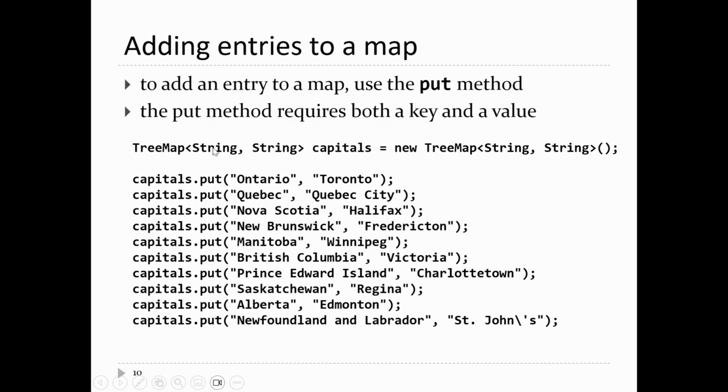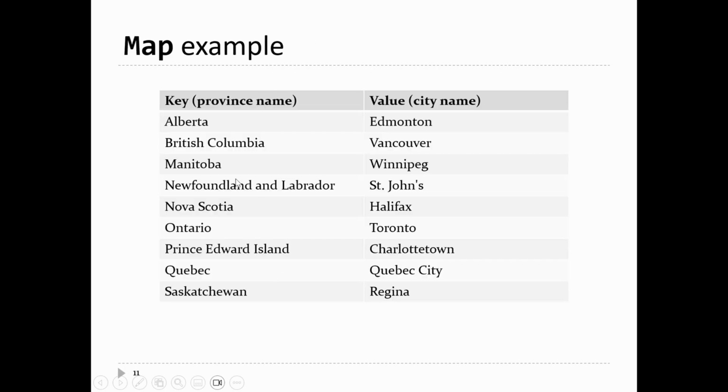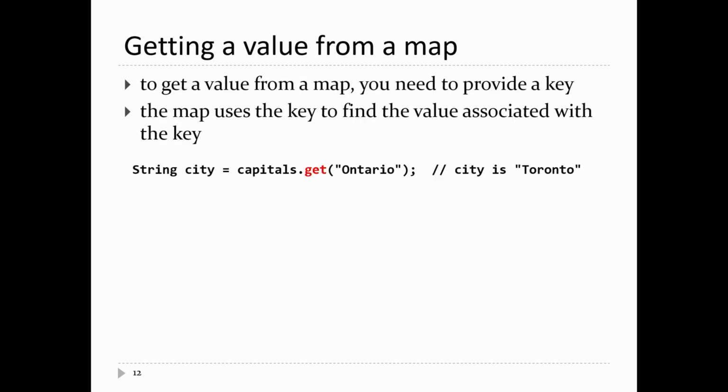Okay, so that map example, this code here builds the following table here. So this is a tree map, so you do know the order of the keys. They are in sorted alphabetic order here. If it were a hash map, the rows could be jumbled in any sort of order.